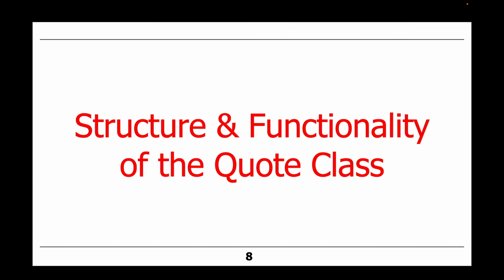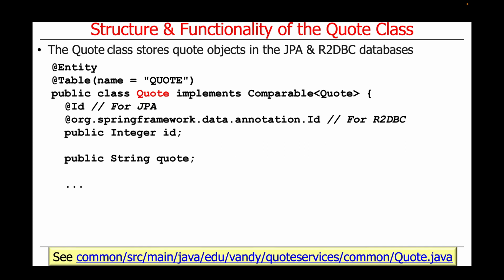Let's talk a bit about the quote class. Quote's a very important class here, and it's used to store quote objects in both the JPA and the R2DBC databases, as we'll see in just a bit when we talk about the Zippy microservice, which uses JPA, and the Handy microservice, which uses R2DBC. We have two different ways of storing these quotes persistently.